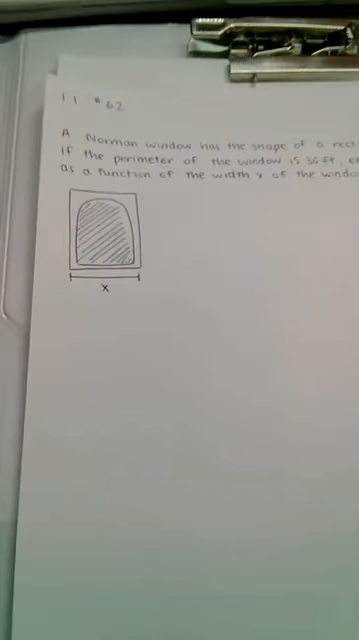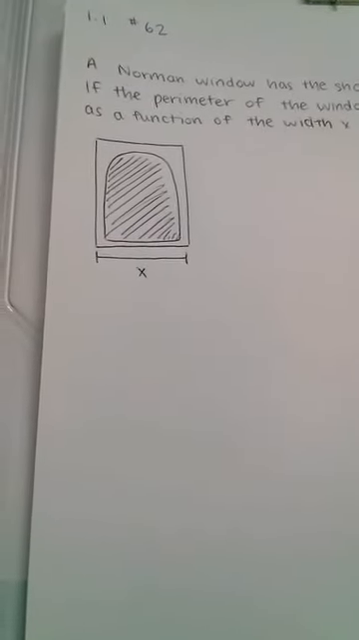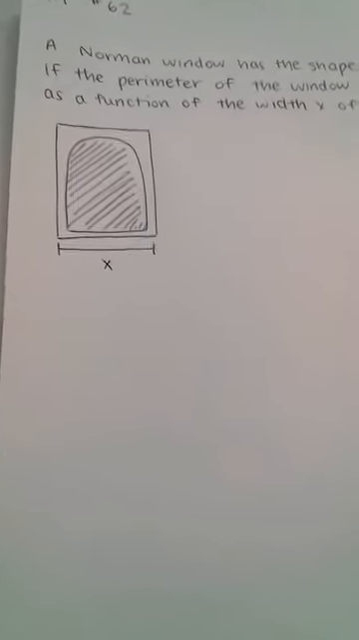So here we have a diagram of the window, which is given by the shaded area, and the width of the window is given by variable x. So we can separate the shape into two separate shapes. So we can have a semicircle and a rectangle.